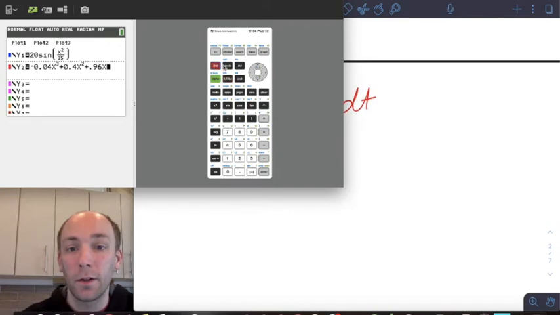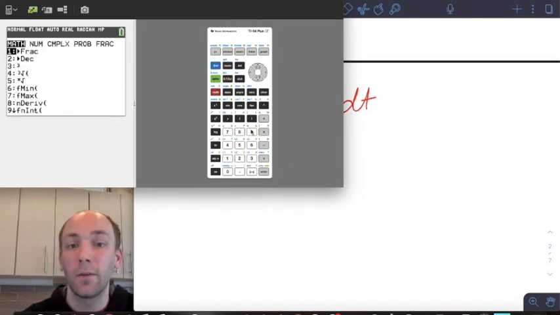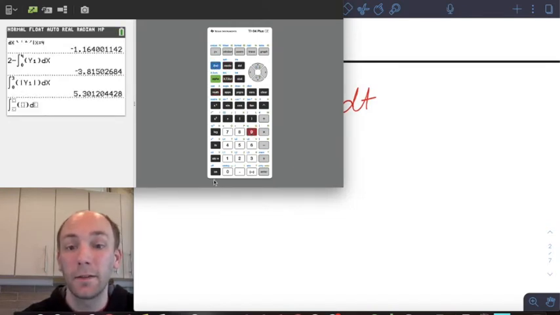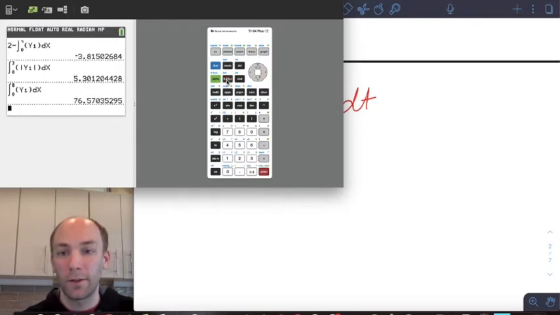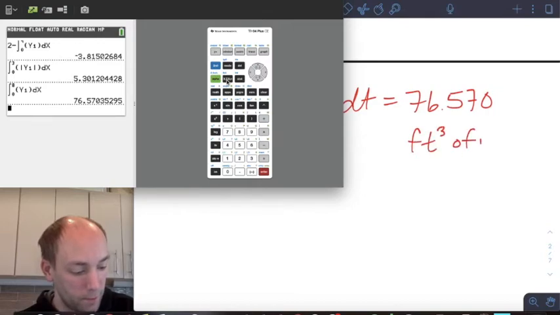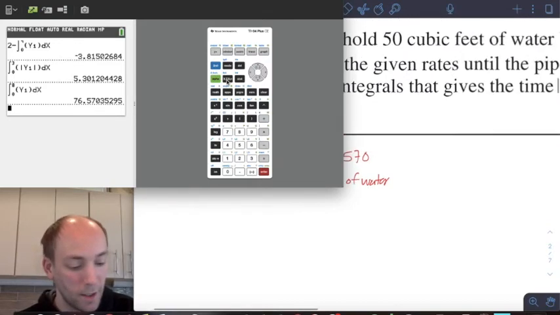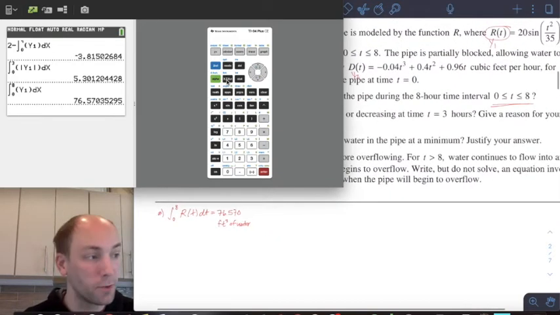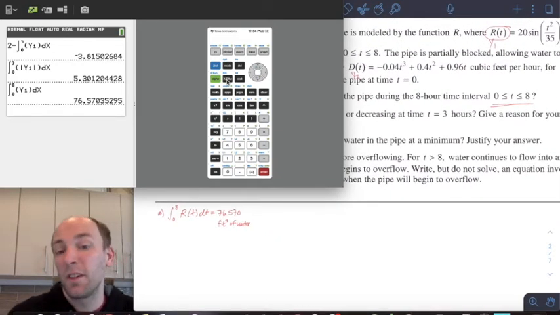So on my calculator, I go back to the home screen. I go math number 9, from 0 to 8. And remember, we stored r of t as y1. So alpha trace y1 dx, right? And we get 76.570. And this would be cubic feet of water. I know it doesn't say to indicate units, it just wants us to find that number. So we found the number, we're good.